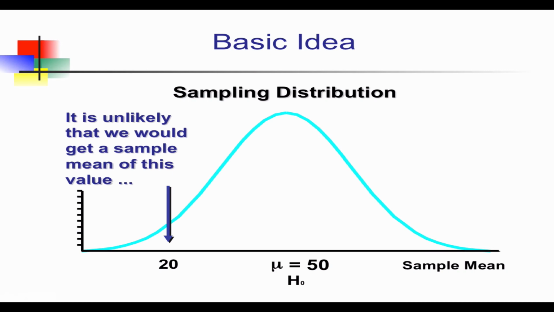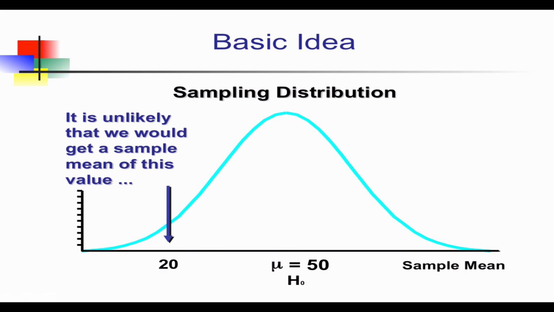However, if the probability under the null of observing 20 is very low, that means your data doesn't really support that it comes from this distribution. And then you have more and more evidence to reject this mu equals 50. Okay, so this is the fundamental process, the basic idea behind hypothesis testing.